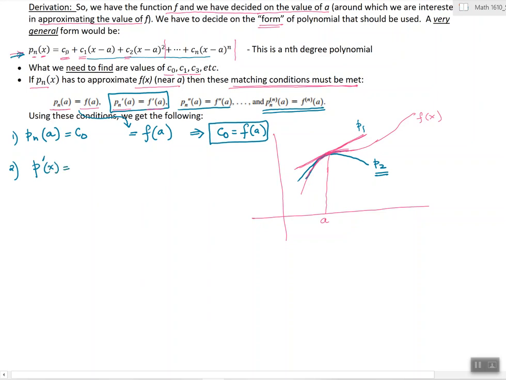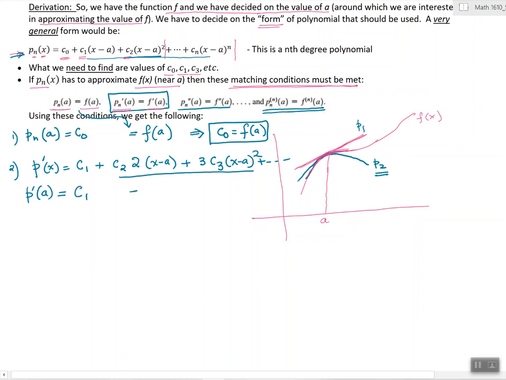So let's take the derivative. Derivative of c0 is 0. Derivative of the second term would be just c1. Then this third term will give me c2, then 2 will come in front. So 2 times c2 times (x minus a). Plus the next term will give me 3c3 (x minus a) squared, plus and so on. So when I put a for x, then these terms all become 0 and I'm left with c1.